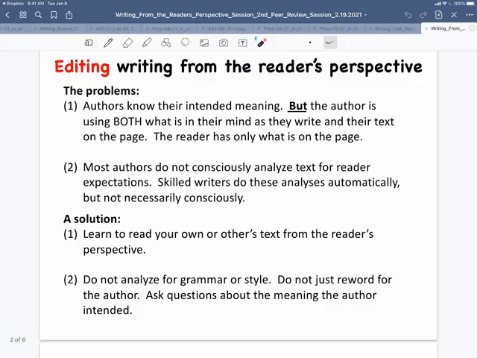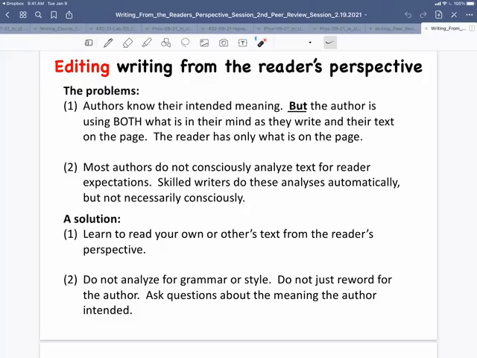A reminder, the problem is that authors know their intended meanings, but the author has both what's in their mind as they write and the text on the page. The reader has only what's on the page. Authors generally don't consciously analyze text for reader expectations. Skilled writers probably do these analyses automatically, but not necessarily consciously. And what I want to do is have you thinking about how to consciously analyze text for reader expectations.